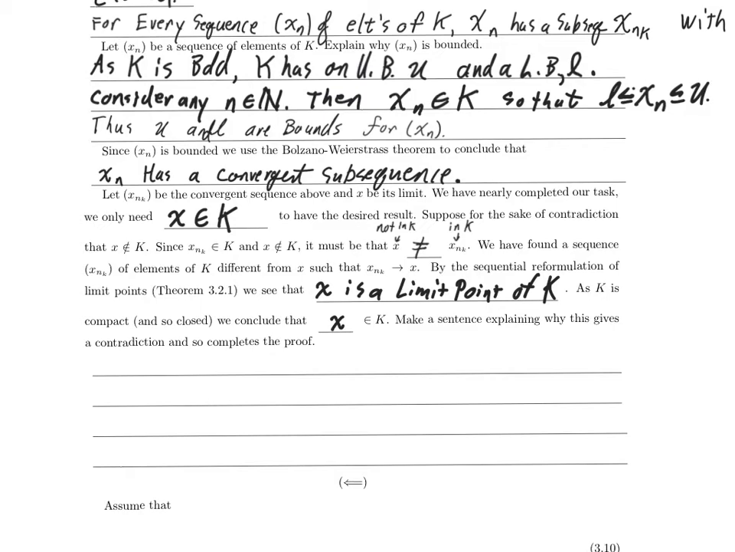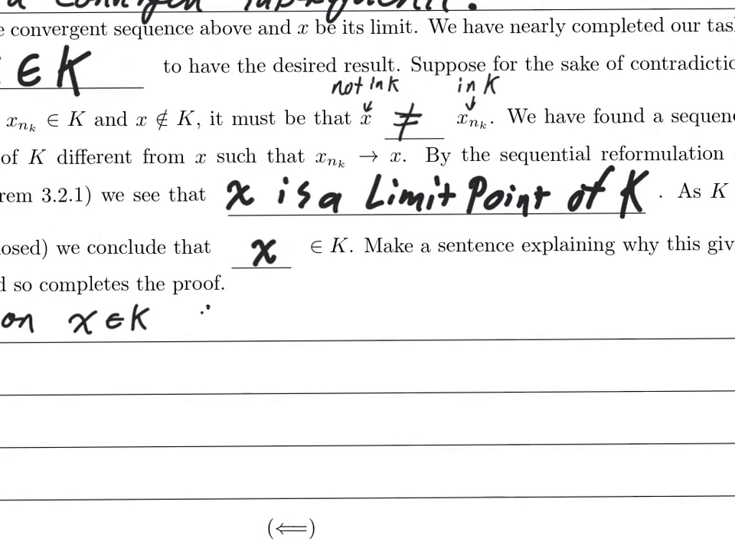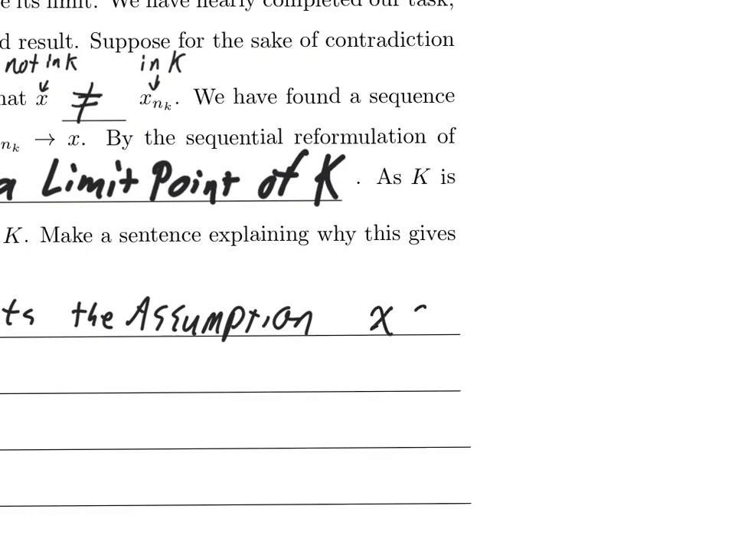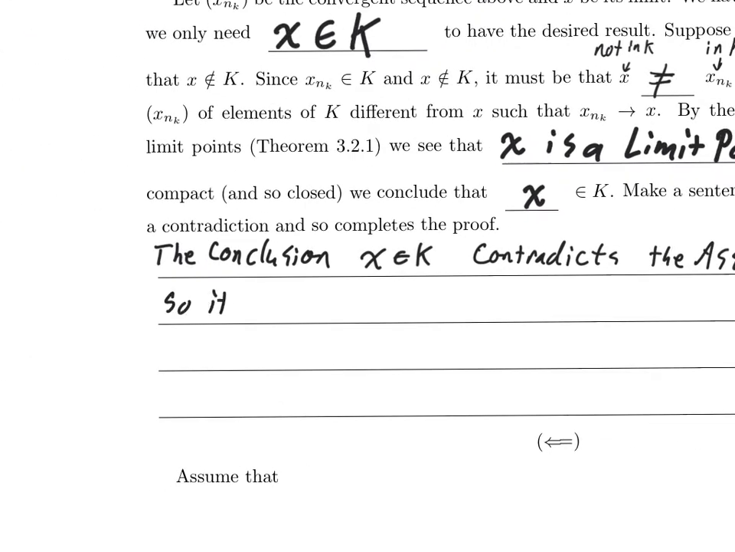Why is this a contradiction? Well, the conclusion x is in K contradicts the assumption that x is not in K. So it must be that x, which recall is the limit of x_{n_k}, is in K.